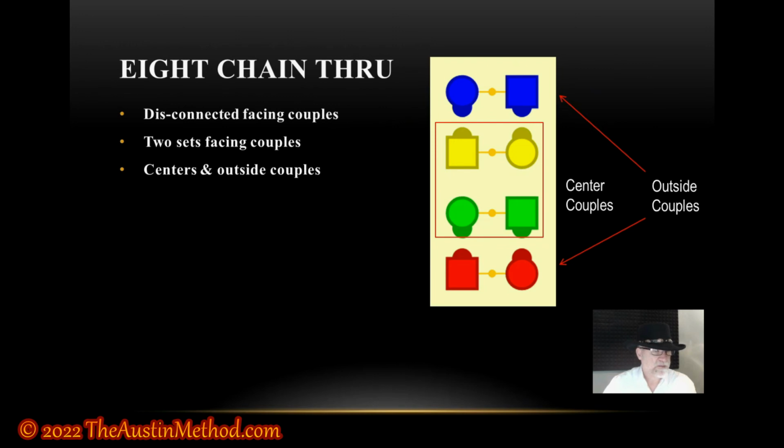Right, the next few calls are based upon the call that either gets you to them or the call that gets you out of them. In this case, it's the call that gets you out of it. This is called an 8-chain through. There's a call called 8-chain through, but they are disconnected facing couples. So you have facing couples here and facing couples here. With formations like this, you also have center couples and outside couples.